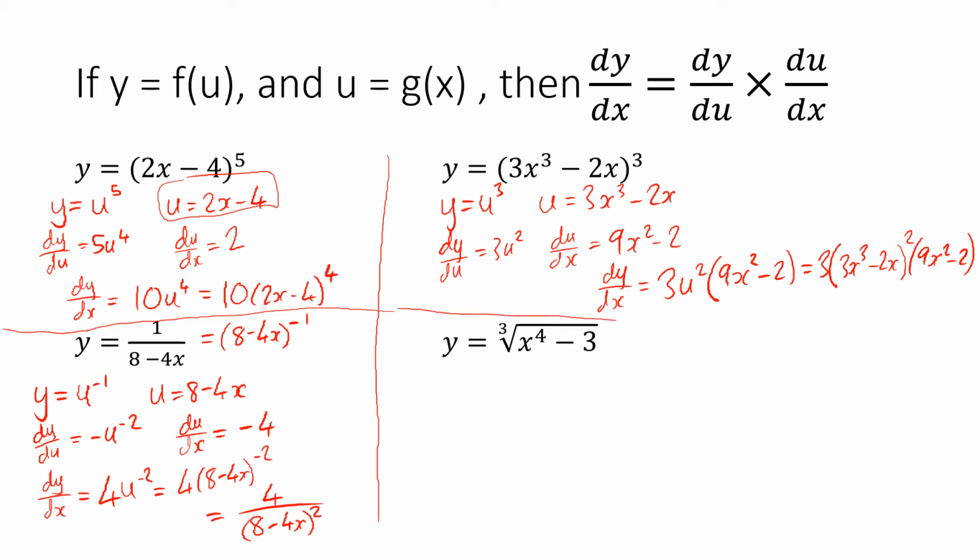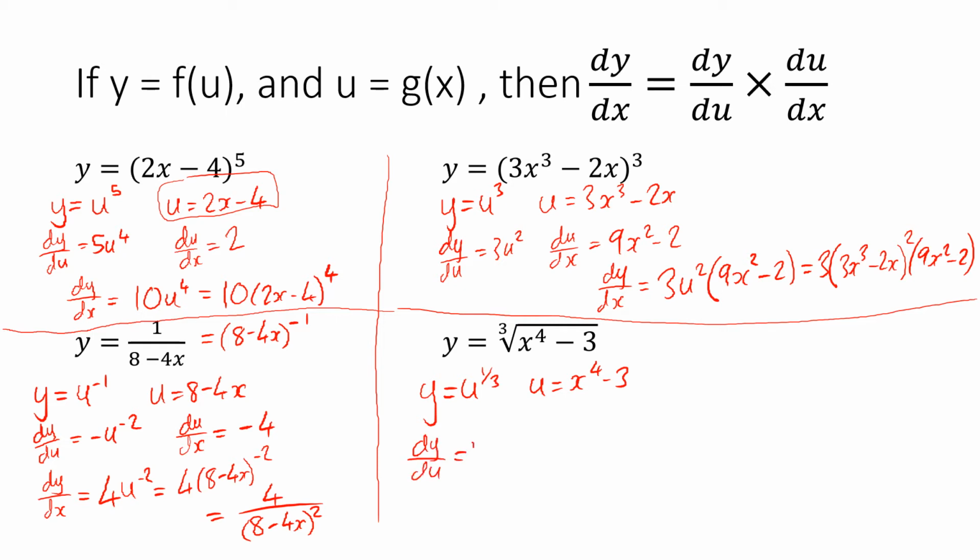And then this last one is a similar sort of trick. If you've got a cube root, that is a power of a third. So we'd say y is equal to u to the power of a third this time, and u is equal to x to the power of 4 minus 3. And this is definitely something we couldn't have differentiated before. We can't expand this. Maybe we could do an infinite binomial series, but that seems quite complicated.